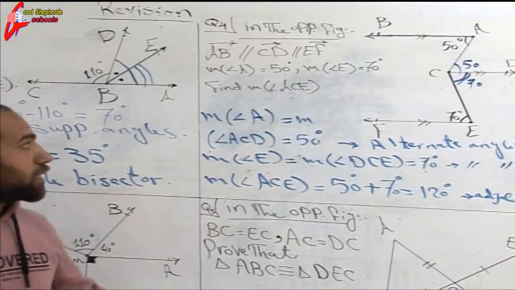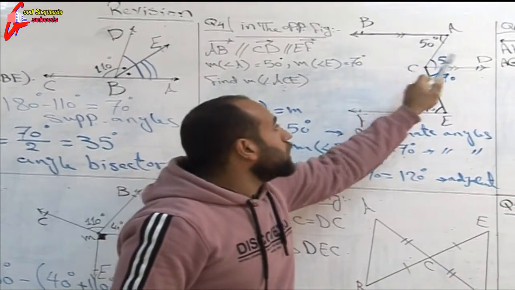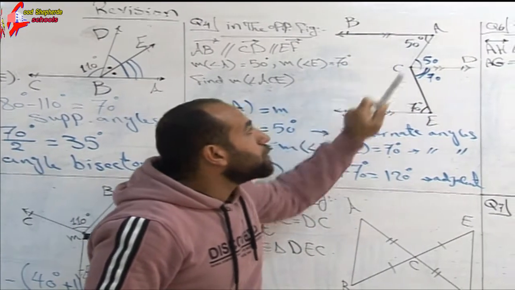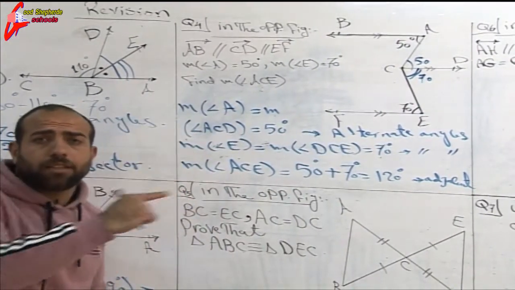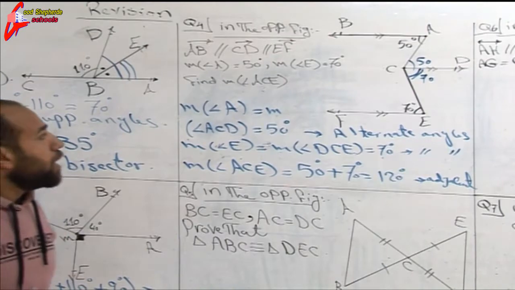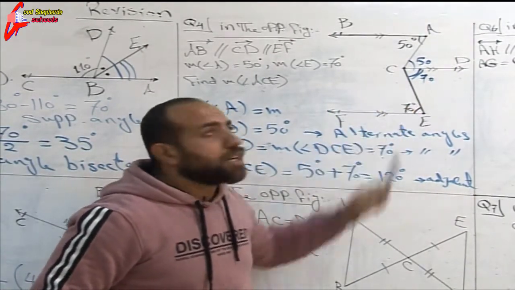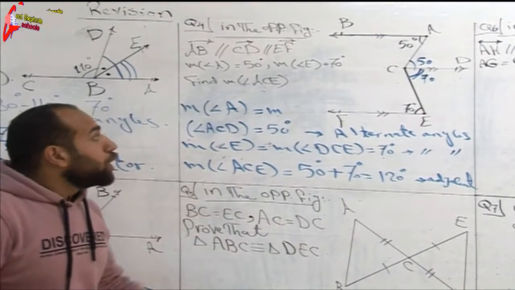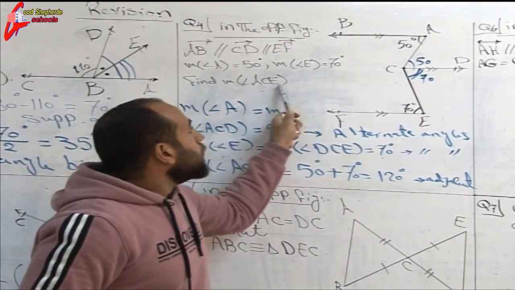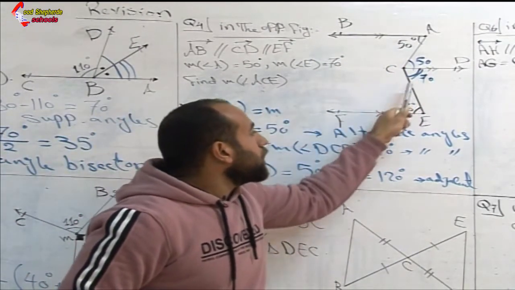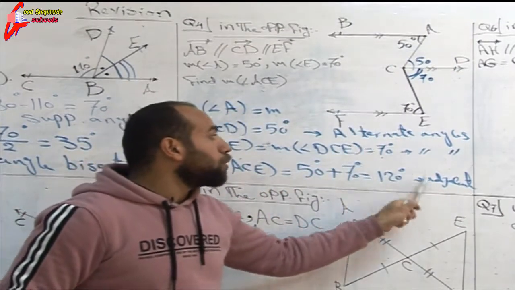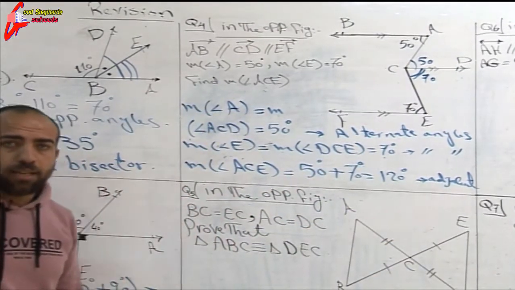Okay? So first, I get measure of angle ACD equals angle A equals 50 because they are alternate, make Z. Measure of angle DCE equals measure of angle E equals 70, alternate. To find the measure of angle ACE, add 50 plus 70 to get 120 because they are adjacent angles.